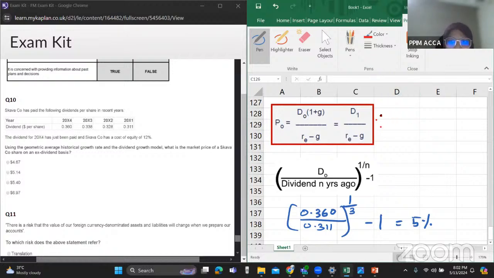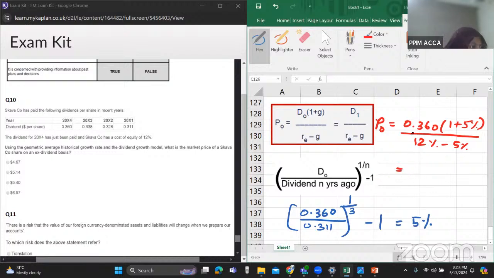Let's hope that fixes it. So P naught equals D naught, which is the current dividend, we have that, 0.360 times 1 plus G, which is 5%, divided by RE. Now this RE, they gave it to me, cost of equity, which is 12%, minus G, which is 5%. You can put that as it is in your calculator and you get P naught, which is 5.40, which is answer C.